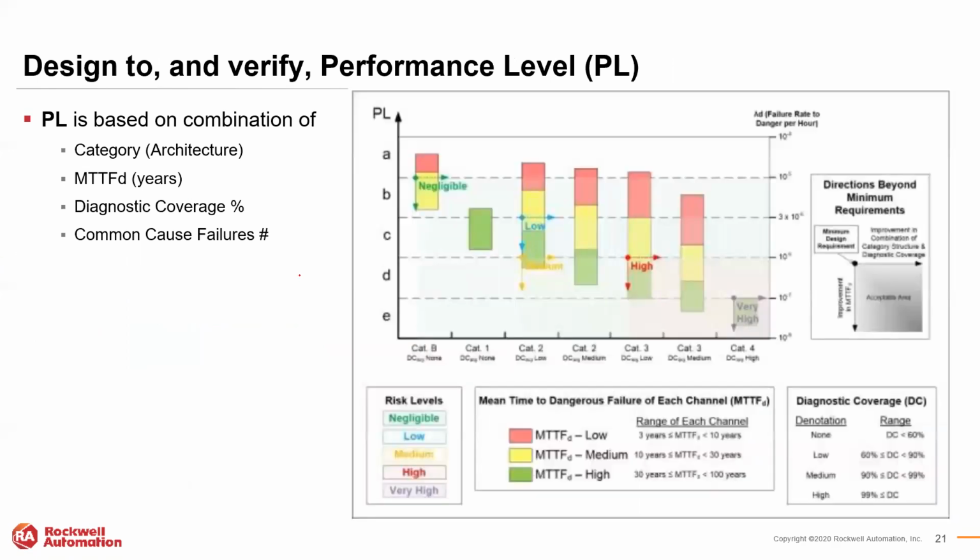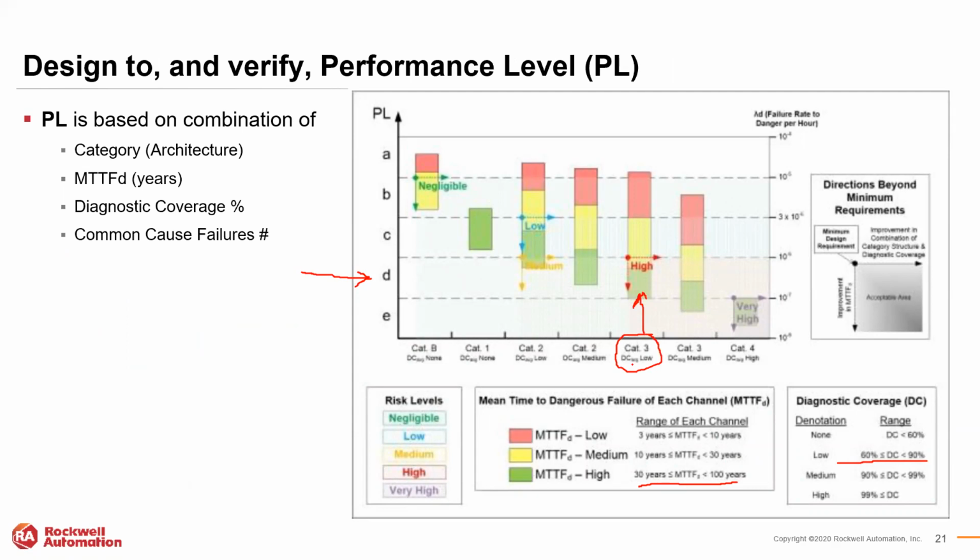So if we said we need to design to performance level D, and we said we're going to use category 3, we see we can get to performance level D with category 3 as long as we have a high MTTFD, so our mean time to dangerous failure is between 30 and 100 years. And we have even just low diagnostic coverage, which is just 60%. So as long as we can get 60% of our failures captured and diagnosed and taken action on automatically by our safety system, we can pretty readily achieve performance level D with category 3.